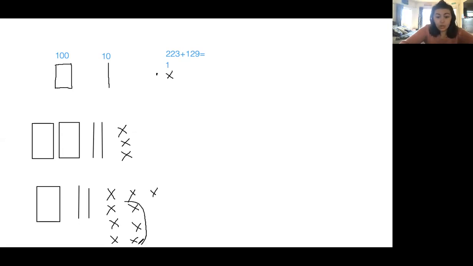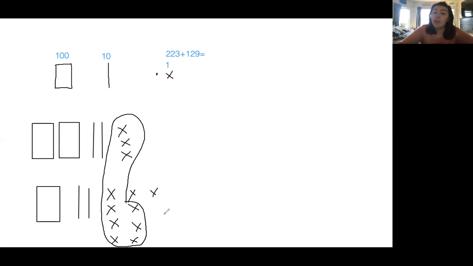So what I'm going to do to show that this makes a 10 is I'm going to circle all these to show that they make a 10. And then that helps me know which ones I already counted. So I can go 351, 352. And my answer is still 352. So this way of solving it is using base 10 blocks or drawings. So this is your second way of solving the problem. So your final way of solving the problem, I will show you right now.